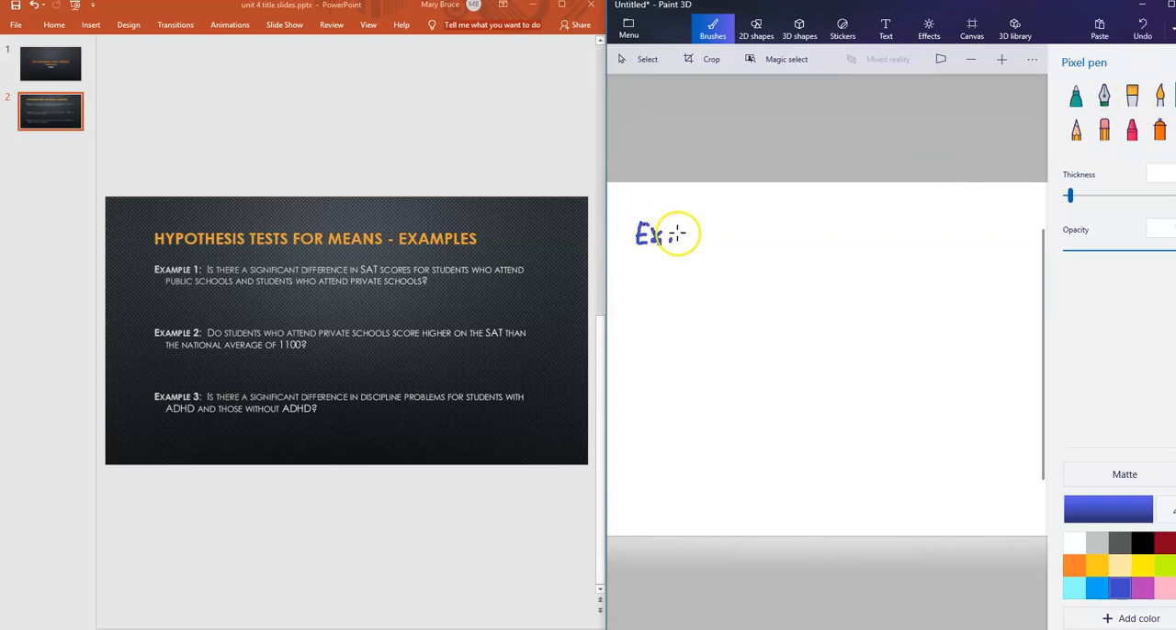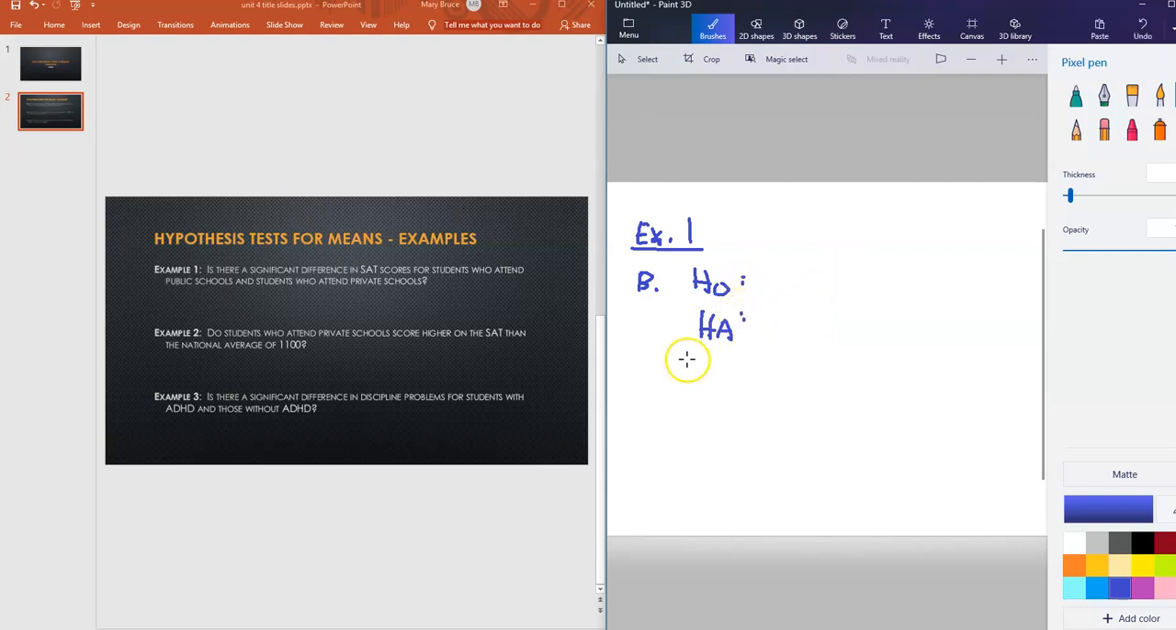Example 1 is the one where we were comparing public school students' SAT scores with private school. So part A would be this research question that you see over here to the left. To set up the hypotheses in part B, we'll set up both the null and the alternative. You need both.